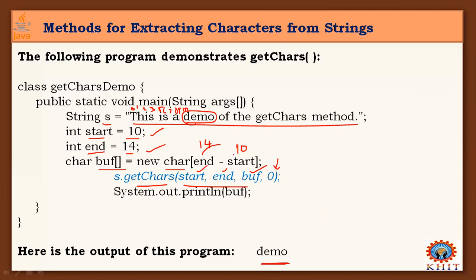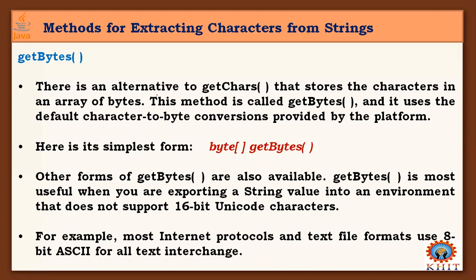Next one, getBytes. It is an alternative to the getChars method, storing the characters in an array of bytes. This method is generally called getBytes, and its type is byte. It uses the default character-to-byte conversion. In the previous video, we saw byte-to-character conversion, but this is the reverse: character to byte conversion. Why? Because we are extracting characters from the string and loading them into the byte array, so the reverse conversion has to take place.